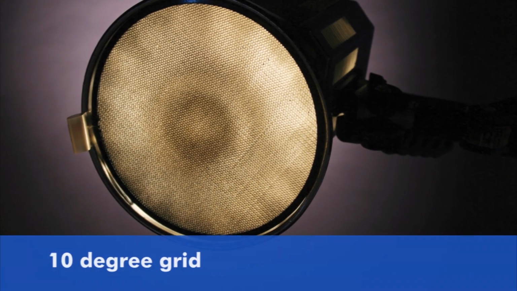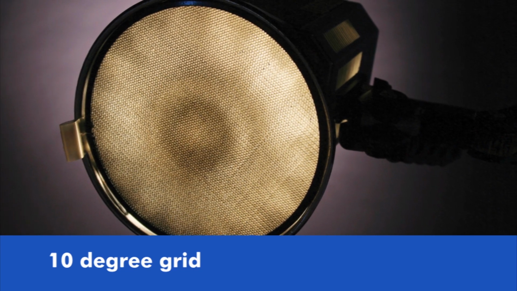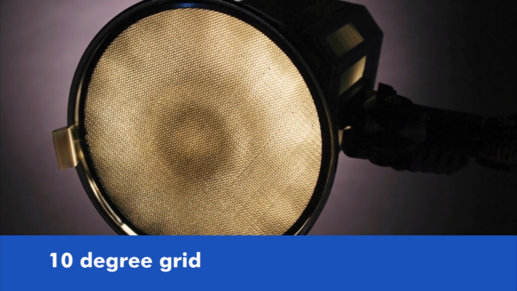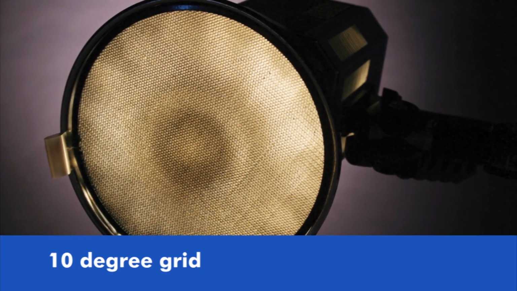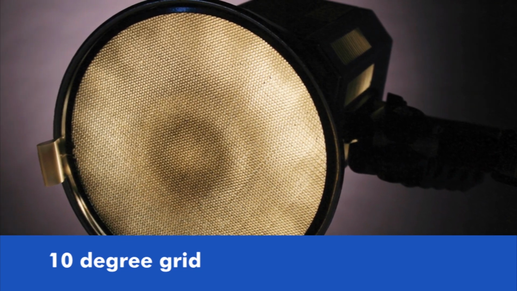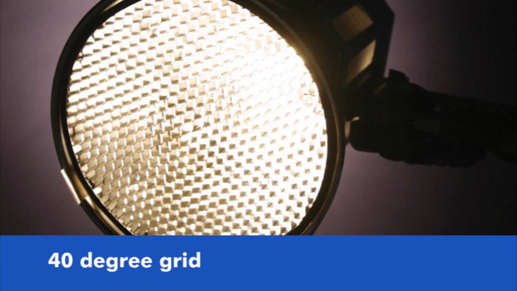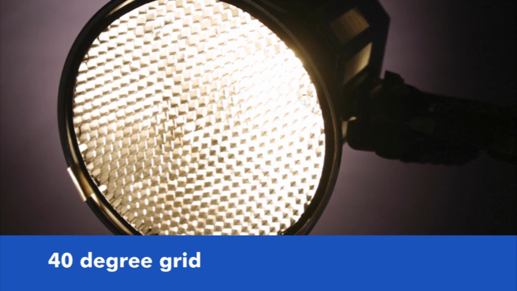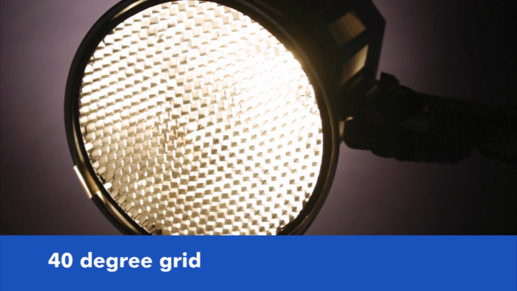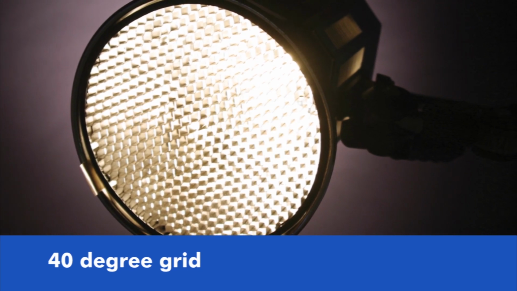Grid spots, also known as honeycombs, fit inside the basic dish and force the light to travel in a straight line. These units are rated in degrees, usually from 10 degrees to 40 degrees. Smaller values create tighter circles of light. Higher values produce broader circles.